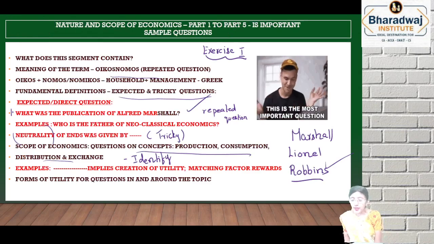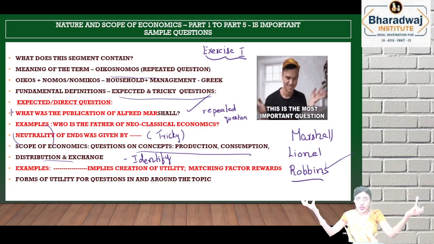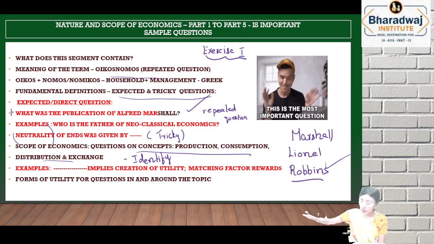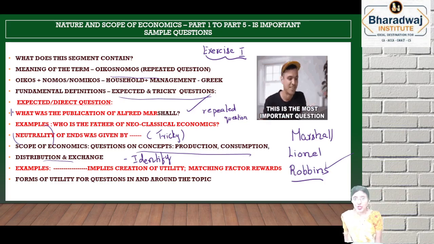Okay. So what is this? Dash implies creation of utility. That is one you are going to do. Second is match the factors of production with factor rewards. Two important exercises you are having here. Please do these two. Dash implies creation of utility, fill up. And the other one is match the factors of production with the rewards. These should be at your fingertips. I will give the answer.